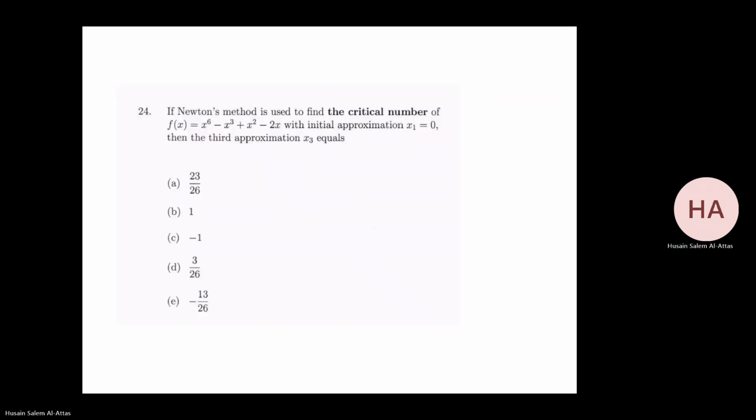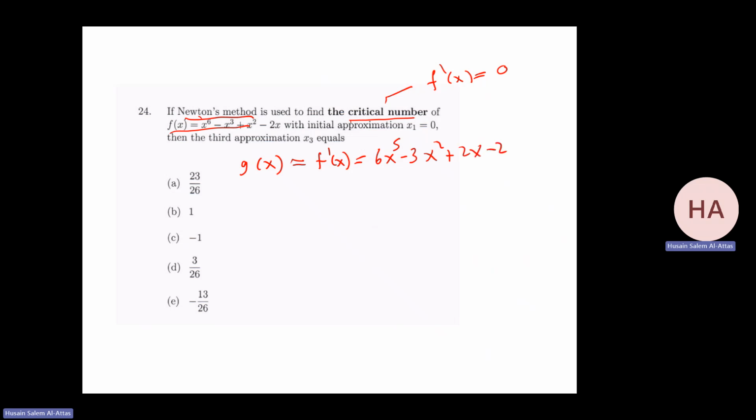Okay. Same idea. I want to use Newton's method to find the critical number. Critical number means f prime equals 0. So I'm working in this function, not in f, in g, which is f prime of x, which is 6x to the power 5 minus 3x squared plus 2x minus 2. Okay, x1 is given, he wants x3. So it will be x2. x2 will be x1 minus f of x1 over f prime of x1.